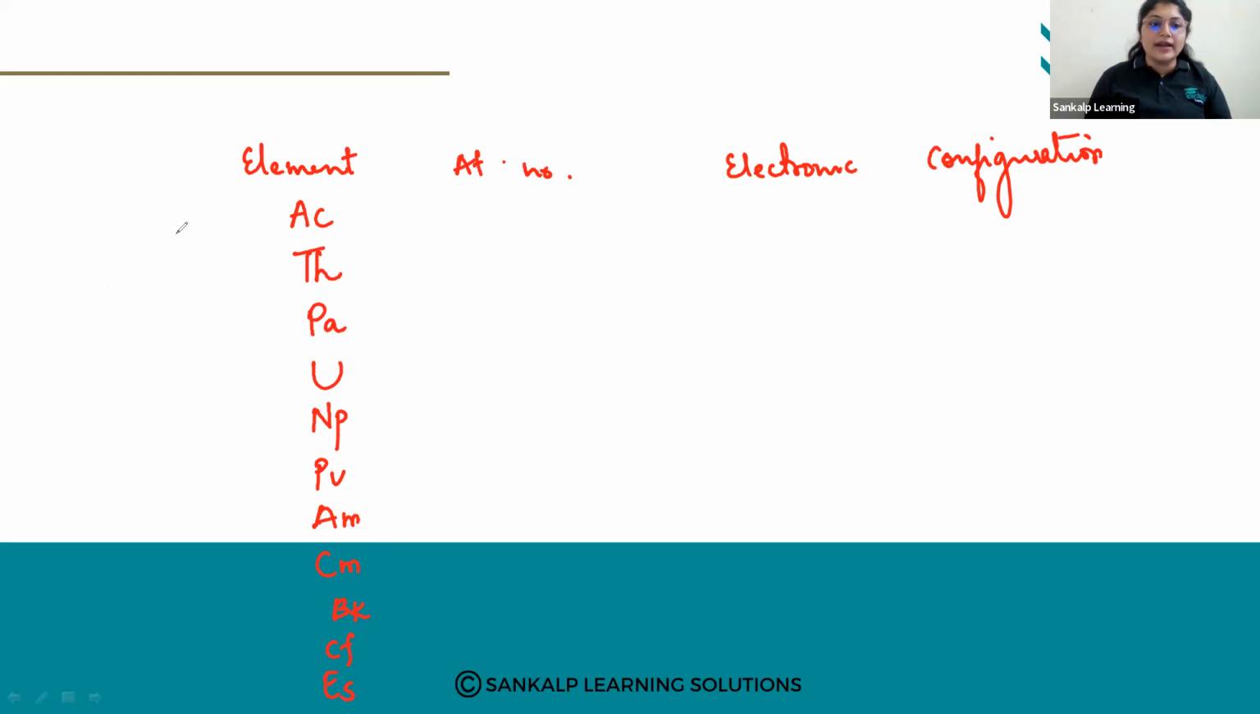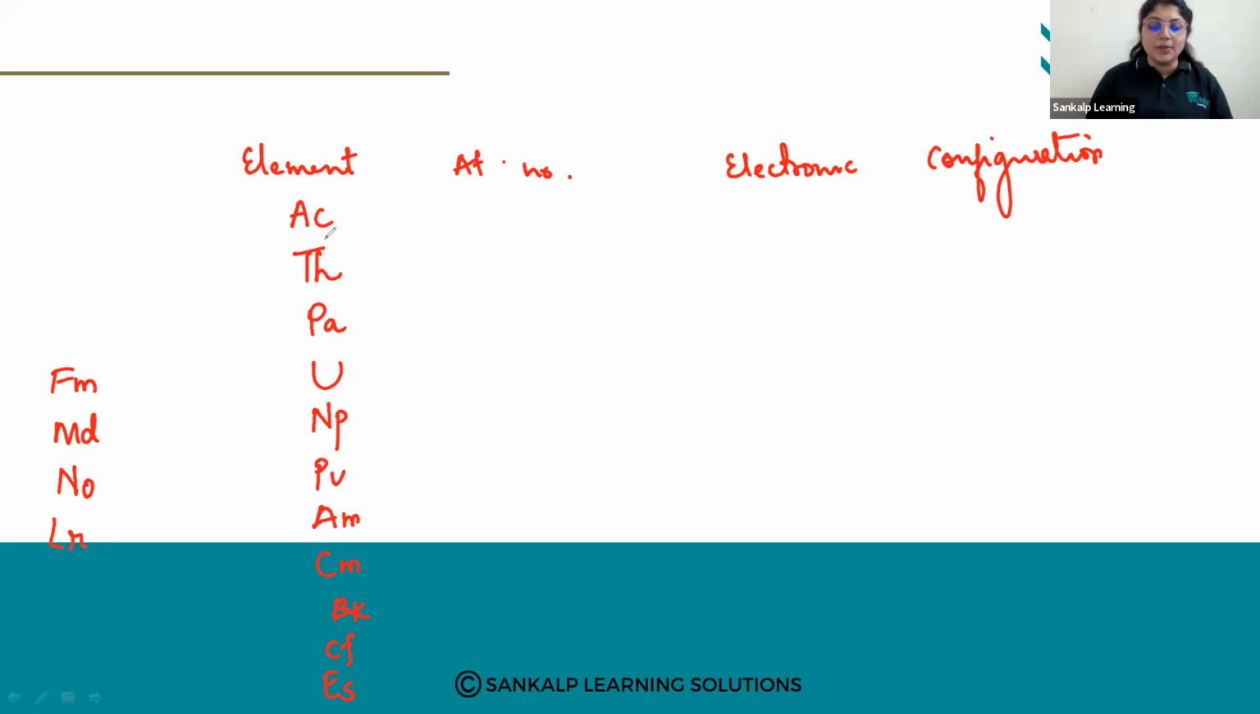Then I'll write the further ones here. After einsteinium comes fermium, Fm. Then mendelevium. Then nobelium, No. Then lawrencium, Lr. So these are the symbols of the elements. The series of actinoids starts from the first element, actinium.